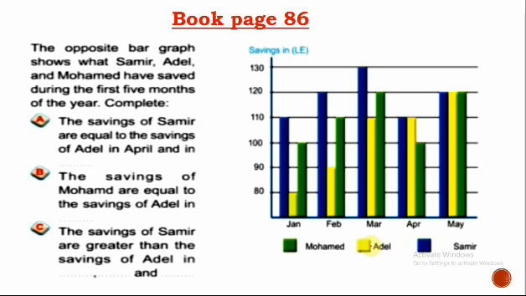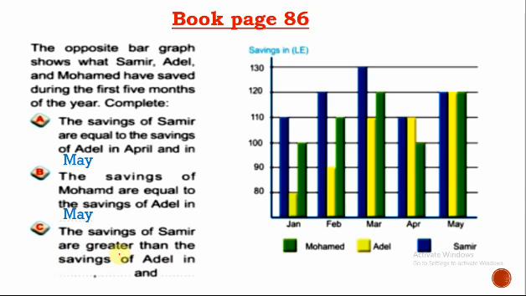Blue parts and yellow parts are equal in. He said April. Yes, that's right. What else? They are equal here too, in May. B. The savings of Muhammad are equal to the savings of Adil in. So Muhammad and Adil. Muhammad is the green, Adil is the yellow. So the green and the yellow are equal in only May.